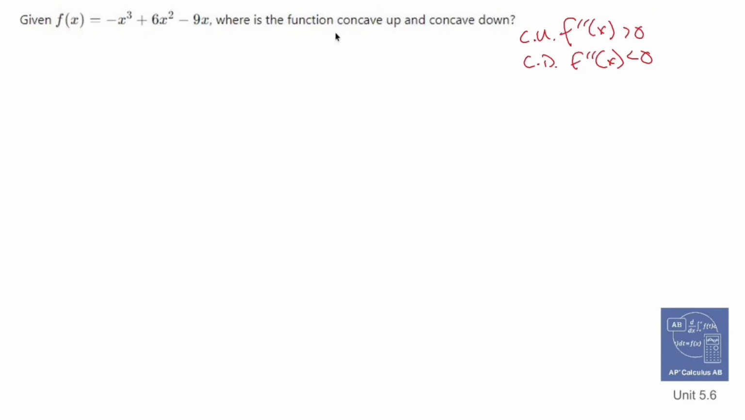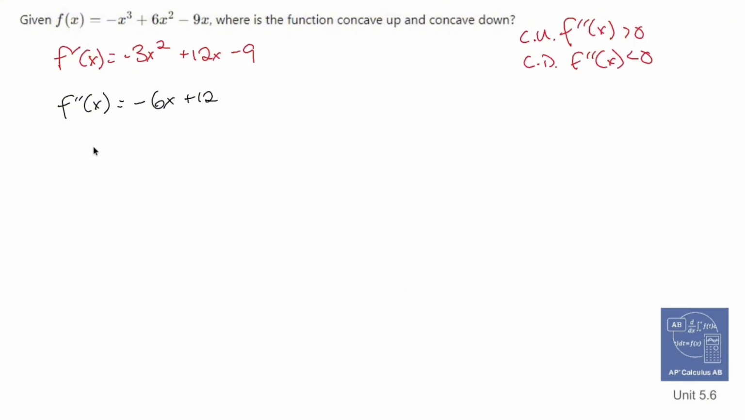So what I need to do in order to find the second derivative is I need to find the first derivative first. So f prime of x is going to equal power rule. Negative x cubed becomes negative 3x squared. Positive 6x squared is going to become plus 12x. Minus 9x is minus 9. Now my second derivative is going to be power rule again. So f double prime of x is going to be negative 6x plus 12 plus nothing.